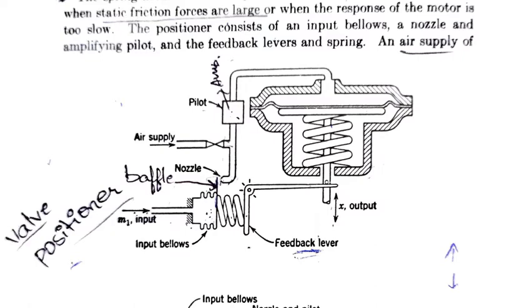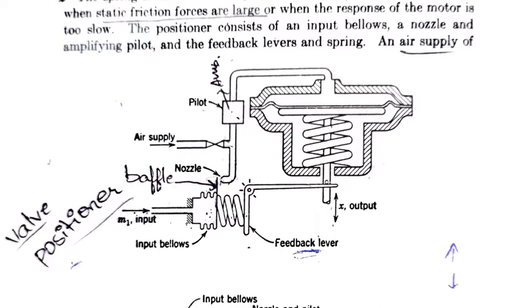Here I'll draw it clearly. So this is the diagram. From here I am going to supply the pressure, and it is connected like this. Whenever the bellow expands, what happens to the flapper? It will move towards the nozzle and close the nozzle gap. Whenever it closes the nozzle gap, the air supply has no way to escape, so the entire air supply goes to the pilot.